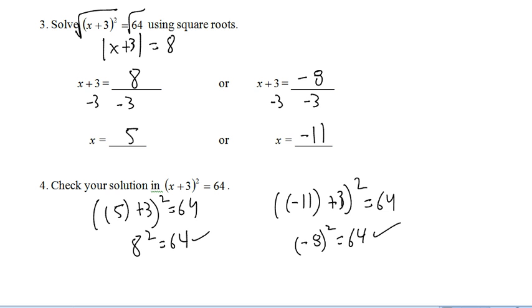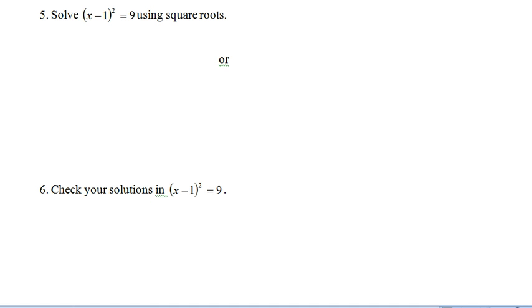Perfect. So when x equals 5 or when x equals negative 11, our original equation is true, so those are both solutions.